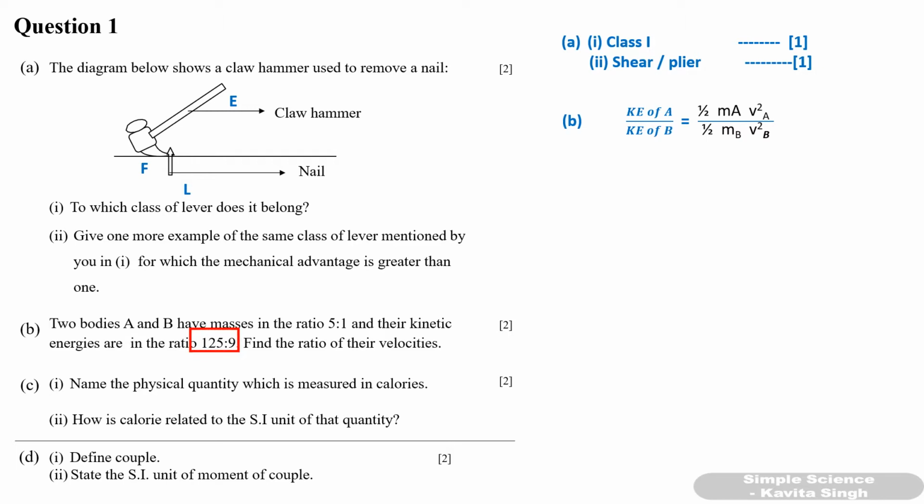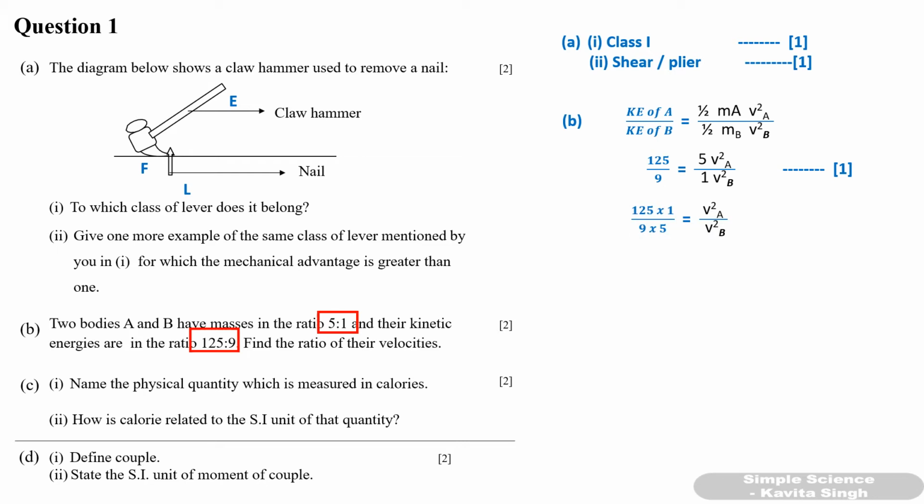You know that kinetic energy has formula half mv square. So now kinetic energy of A divided by kinetic energy of B is equal to half ma into va square upon half mb into vb square. Okay. Now substitute the values. What is given in the question? Kinetic energy ratio is given, and ratio of mass is also given. Half and half will get cancelled. Now you will get 125 upon 9, which is equal to 5 divided by 1 into VA square upon VB square. Now we need the ratio of VA to VB. So now we will take VA square and VB square on one side. For this correct substitution, you will get 1 mark.